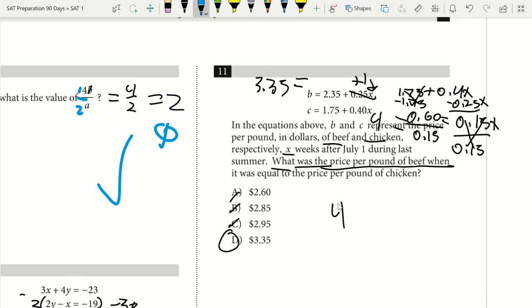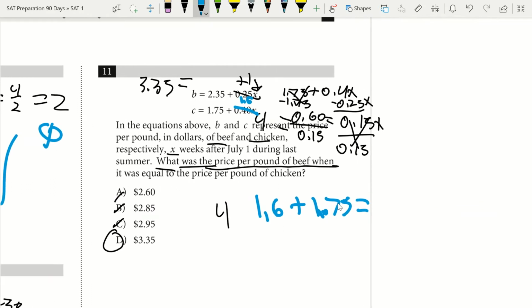I'll quickly check that. What's 4 times 0.4? 4 times 0.4 is 1.6. 1.6 plus 1.75. What's that equal to? That's going to give me 3.35. And then I've got 0.25 times 4 up top here. 0.25 times 4 is going to give me 1. 2.35 plus 1 is also 3.35. That one's checked. That's correct.